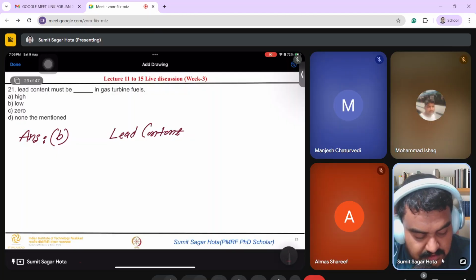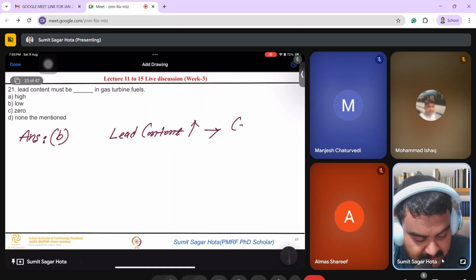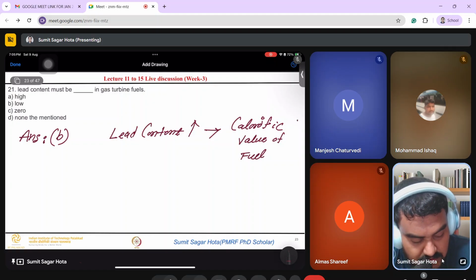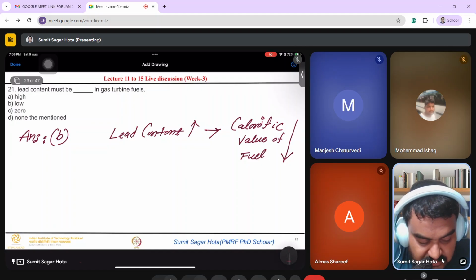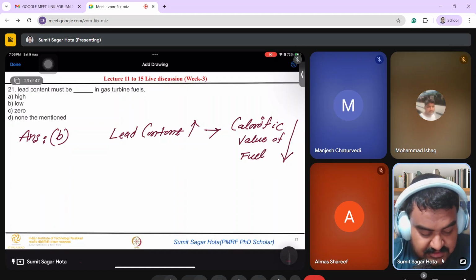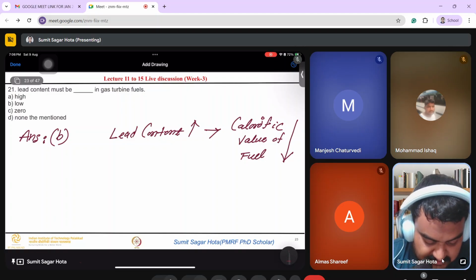Okay, so why? Because if the lead content is going to increase, the calorific value, which is the most important parameter for a fuel, how much energy it can produce for 1 kg of fuel, which is the definition of calorific value, is going to what? Decrease. Okay, if the calorific value is going to decrease, that means the energy it can produce is going to decrease, and that means at the end the efficiency of the gas turbine engine also is going to decrease. Okay.